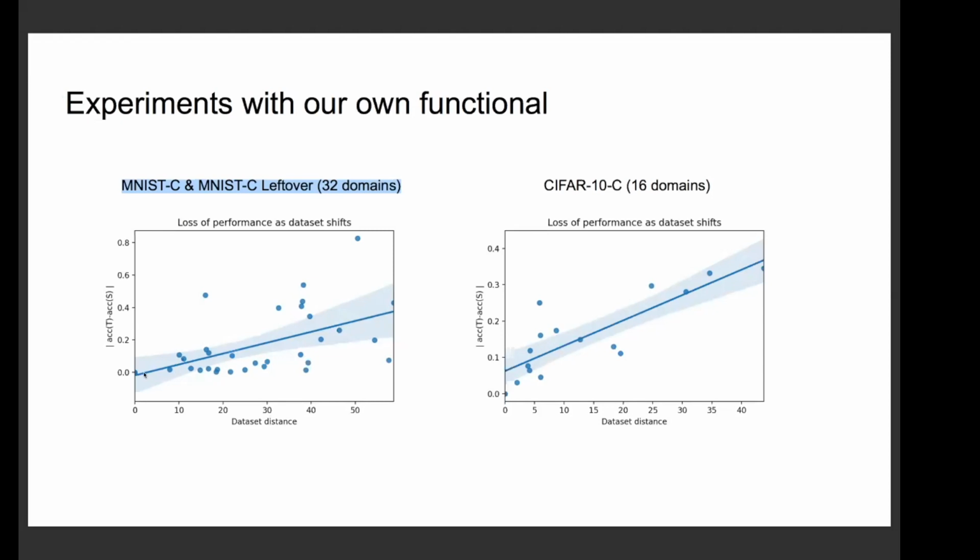And so what we think is that the tighter the data points are, so the lower the dispersion between these data points, the better. In other words, the less the variance, the better the quality of the functional. And yes, so this is what we want to do.